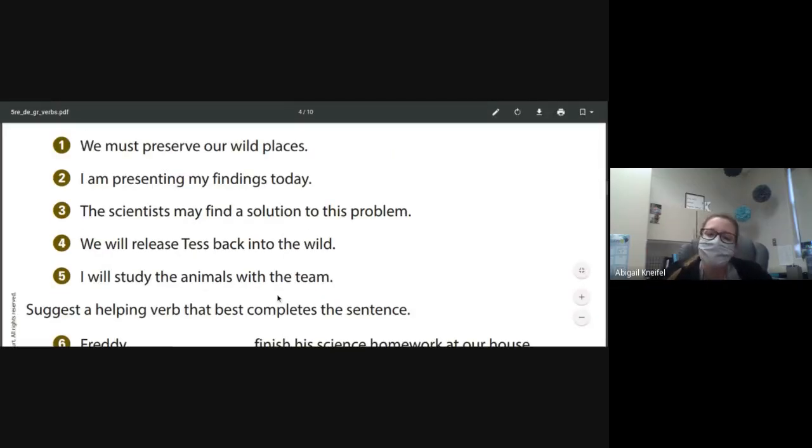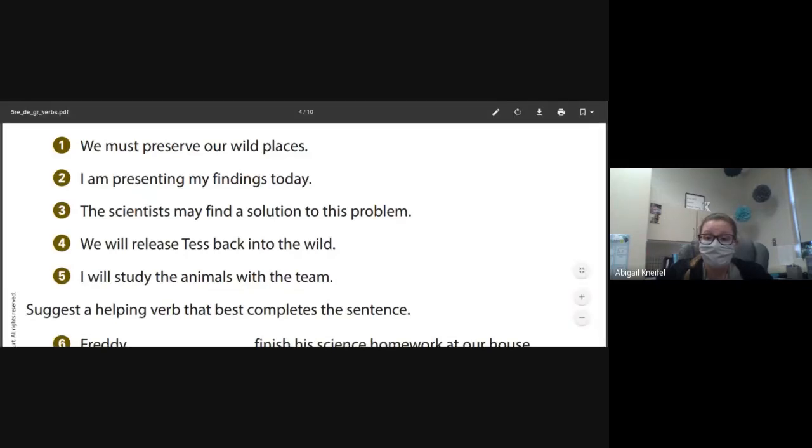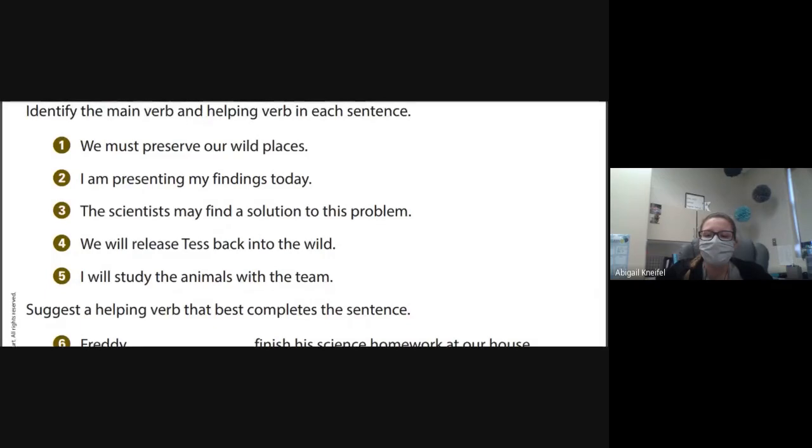And I will study the animals with the team. Study is our main verb. So what is our helping verb? It comes before the main verb. There's only 2 options before the main verb of study. What is our helping verb in number 5? Will. Yep. It is will. Study is the main verb, Ella. Landon, study is the main verb. The helping verb has to come before it, so your only 2 options are will and I.